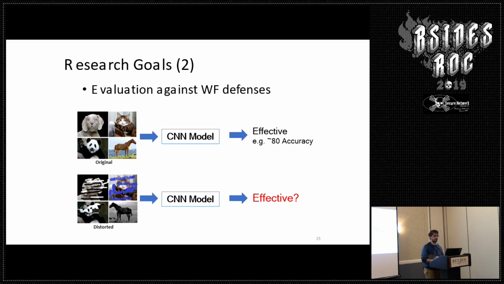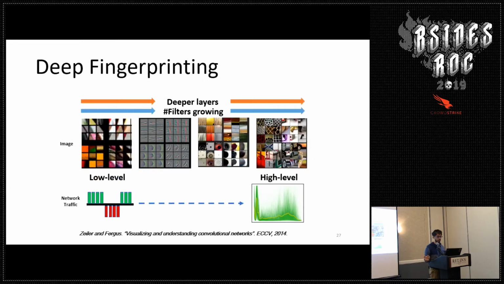In addition, we are interested to know, there are these new defenses that I talked about. Can we break them, right? Essentially, you can think of it as if you have an image, and now with the defenses, you've distorted the image. Can you still figure out, oh, that's a dog in the upper left-hand corner? And that's unknown.